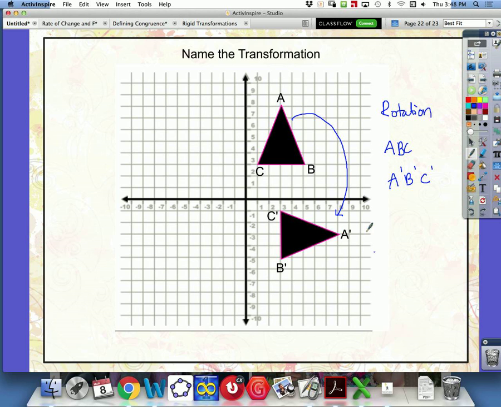So that's the end of this lesson. Key things to remember is pre-image is the before, image is the after, and then a rotation is a turn, a reflection is a flip, and a translation is a slide.